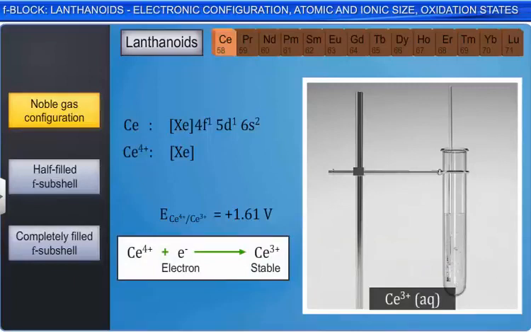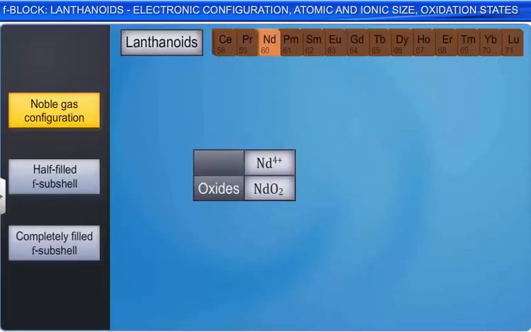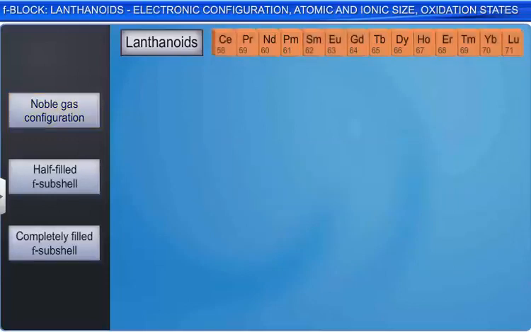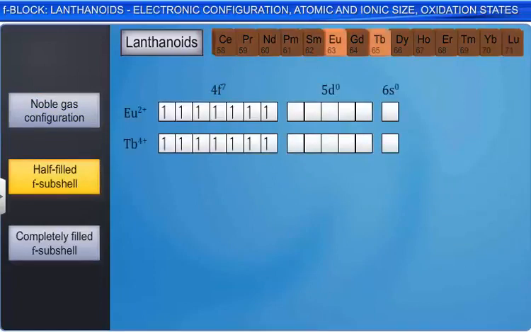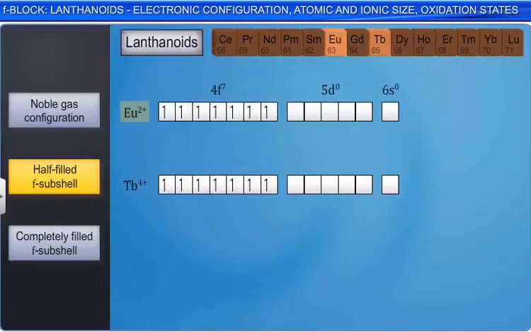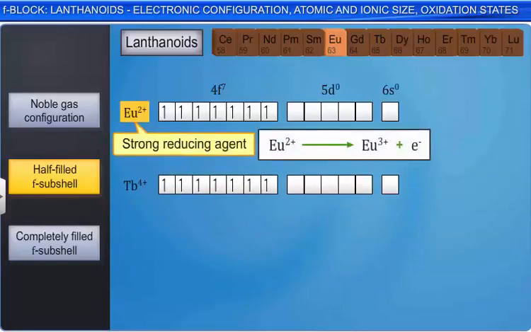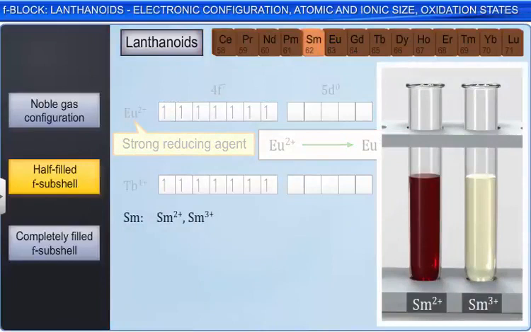The best examples of the second case are europium +2 and terbium 4+. However, europium +2, being a strong reducing agent, changes to +3 oxidation state. Samarium, like europium, also exhibits both +2 and +3 oxidation states. Terbium +4, on the other hand, acts as an oxidant and gets itself reduced to +3 state.